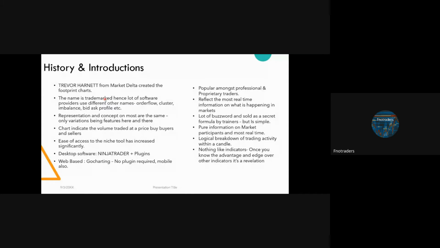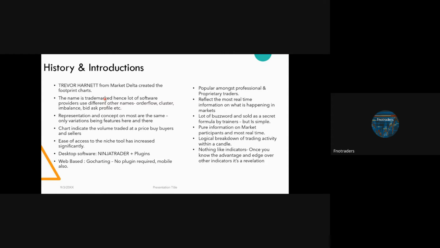It essentially tries to identify aggressive buyer and aggressive seller activity within the candles, and then uses that information to analyze who is dominating, who is not able to dominate, and essentially who is more interested in taking the market up, or who is more interested in taking the market down. This information is known as order flow charts, footprint charts, cluster charts, and imbalance charts across different platforms, but largely they represent the same set of information.